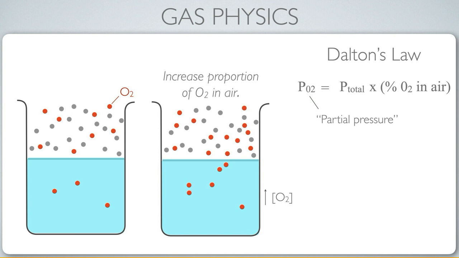Now you can calculate a partial pressure for any gas. It could be nitrogen, it could be carbon dioxide. And we could apply Dalton's law. Just take the total pressure, multiply it by the proportion of the total of the gas mixture that is composed of that particular type of gas. So we can do that calculation.